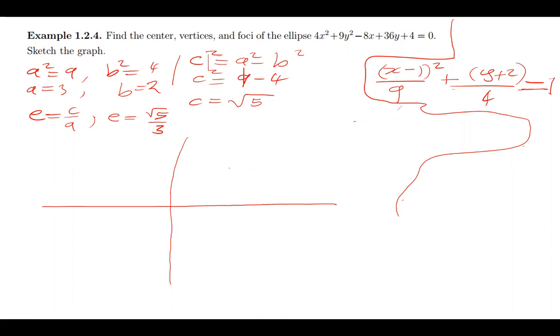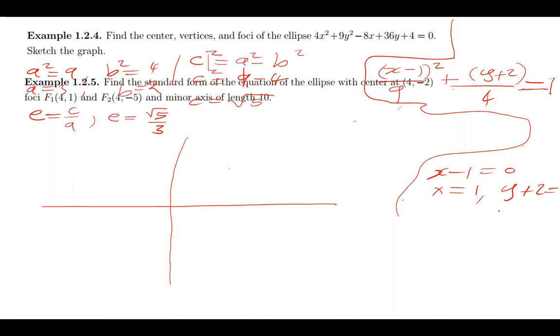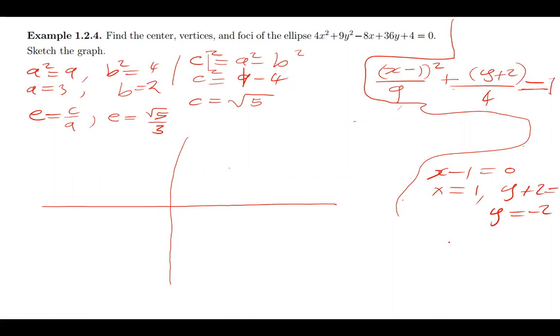So let us locate the center of this ellipse. When we equate X minus 1 to 0, the value of X becomes 1. Then when we equate Y plus 2 to 0, the value of Y becomes negative 2. So the center will therefore be equal to 1 comma negative 2. So if I say my 1 is somewhere there, and my negative 2 is somewhere there, this is going to be my center.